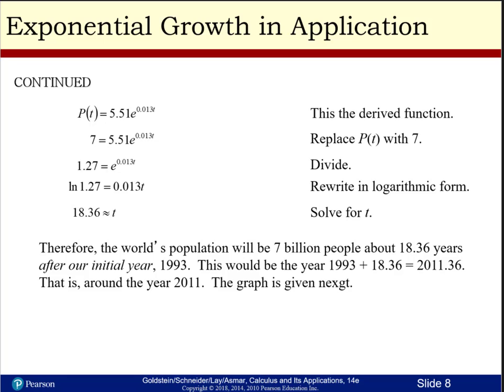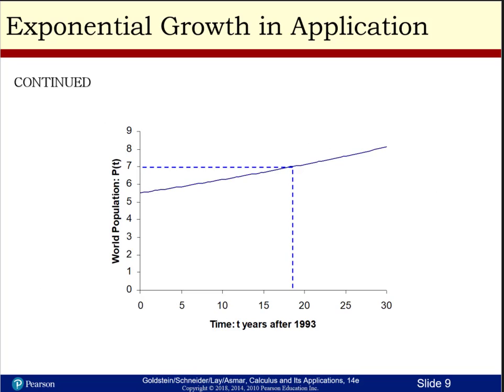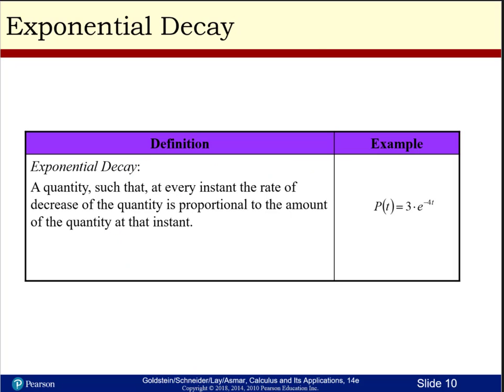So that's at about year 2011.36. So around 2011. And we're going to look at our graph next. And there's our graph. And we can see where that population equals 7 billion at that 18 years after 1993. All right, that was exponential growth.